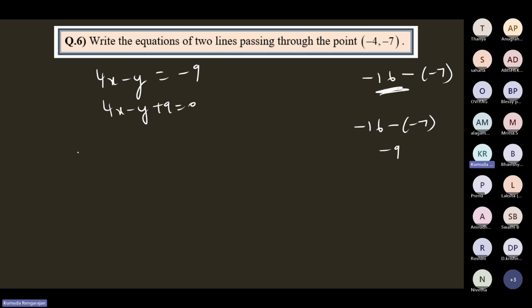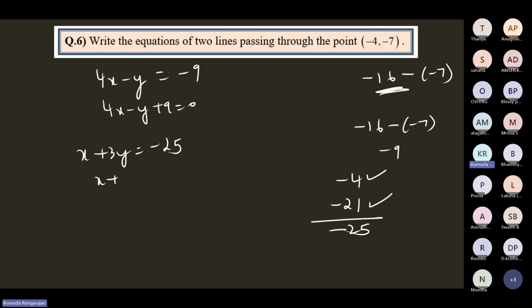So supposing you want to write x plus 3y is equal to what? What is x? -4. What is 3y? 3 into -7, -21. And you want to write x plus 3y. This is the x value and this is the 3y value, 3 into y. Now you want to add x and 3y. So add. What do you get? -25. So it's equal to -25, or x plus 3y plus 25 is equal to 0.